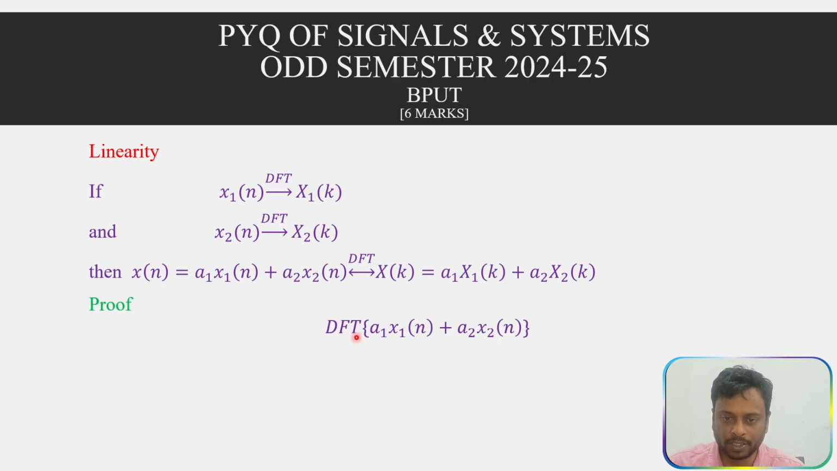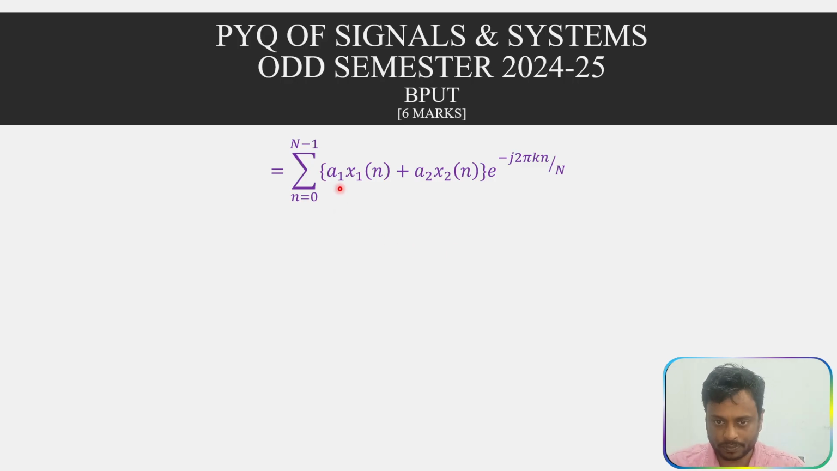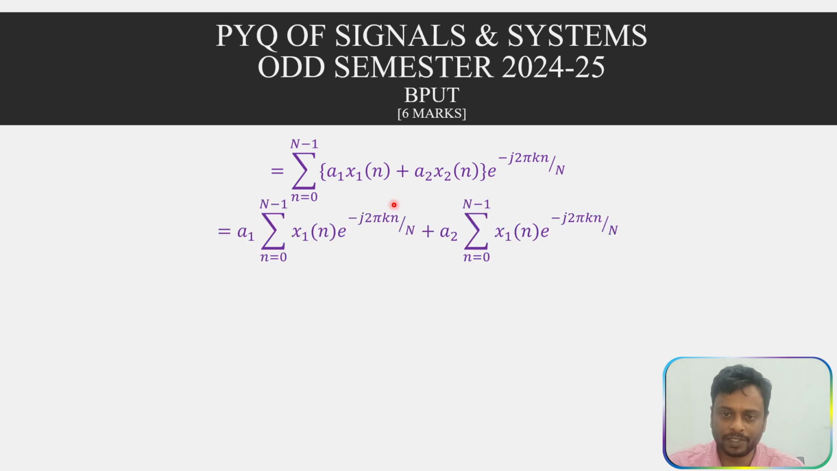So take the DFT of a1 x1 of n plus a2 x2 of n. Now what is x of k? X of k equals the summation for n from 0 to n minus 1 of x of n e to the power minus j 2 pi k n divided by n. In place of x of n, we replace a1 x1 of n plus a2 x2 of n. Then a1 and a2 are constants, so we can take them outside. So a1 is kept outside, with summation n from 0 to n minus 1 of x1 of n e to the power minus j 2 pi k n divided by n. Similarly, a2 into this one.